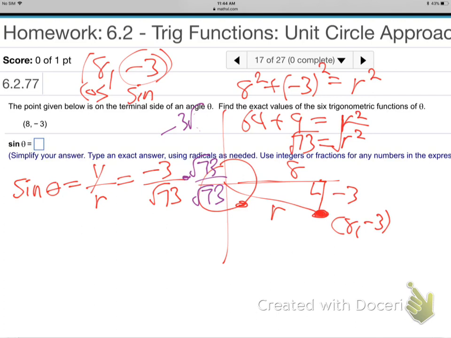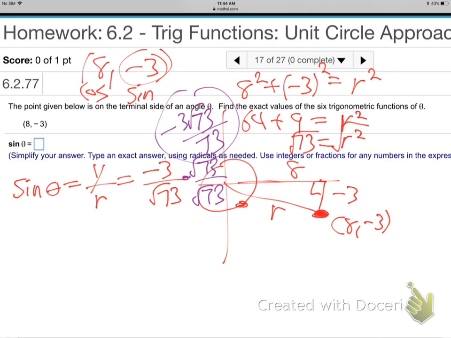73. Over plane 73. Everybody okay with that? All right, I multiply the two root 73s in the bottom. Got a plane 73.